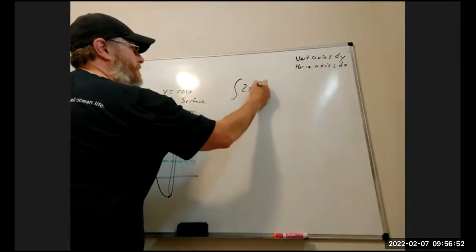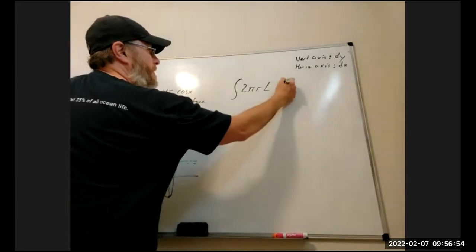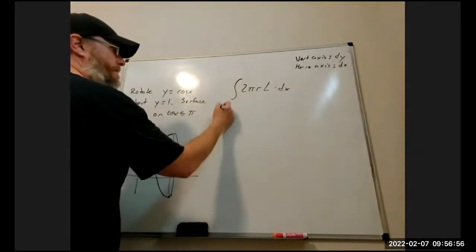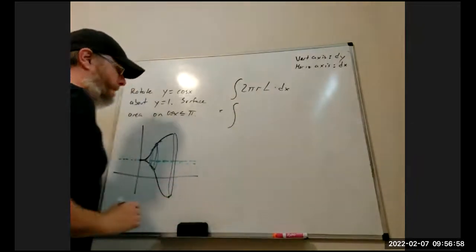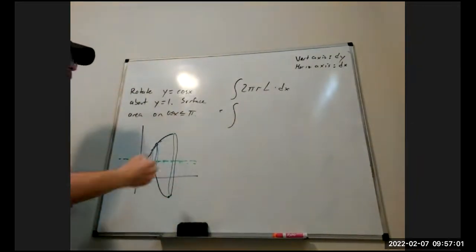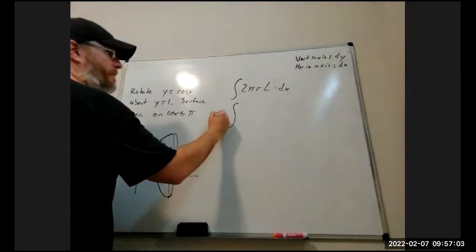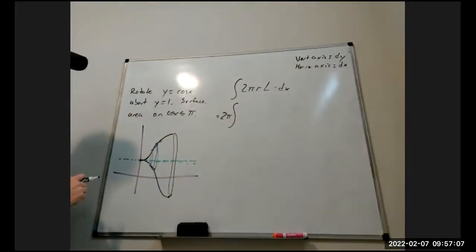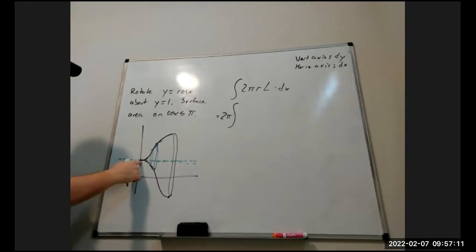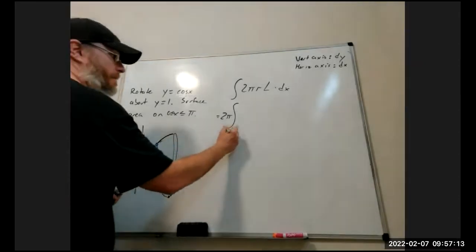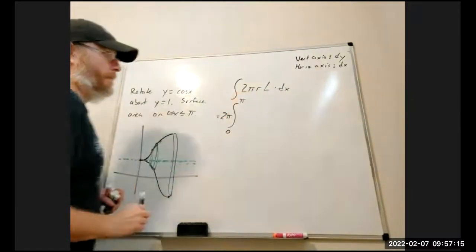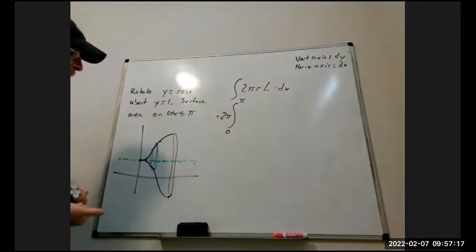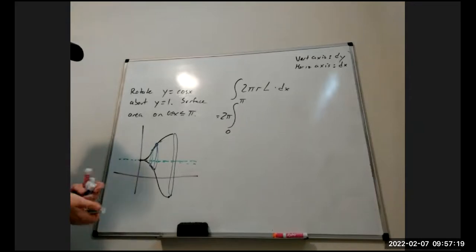Okay, so let's just start setting this thing up. All right, we need 2 pi R L times a dx. Well, we'll do a couple things. I'm going to pull the 2 pi out because those are constants, so might as well just get them out of the integral. I can do my bounds now. I know for sure my x's are going to go from 0 to pi. So now I need to figure out the radius.